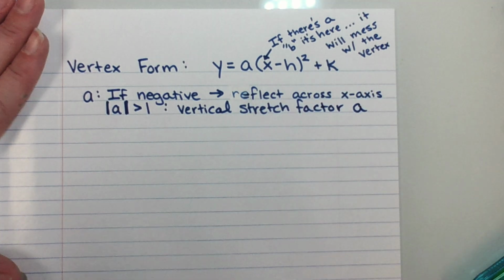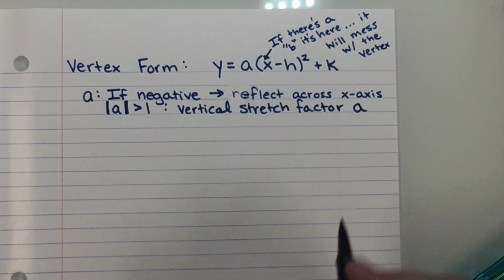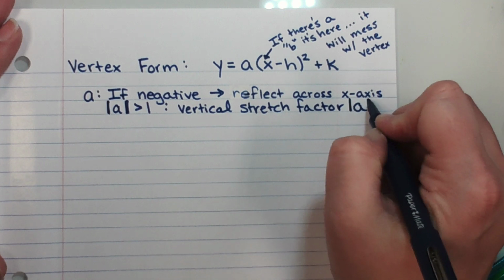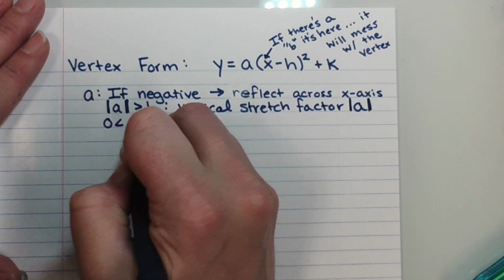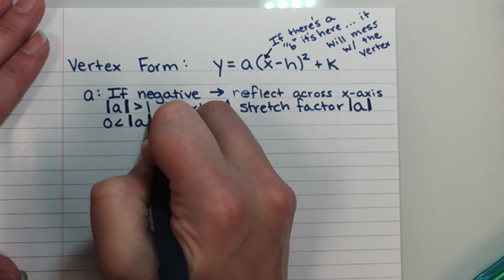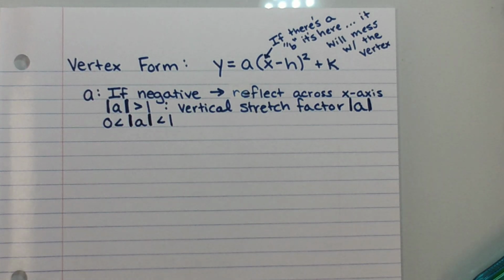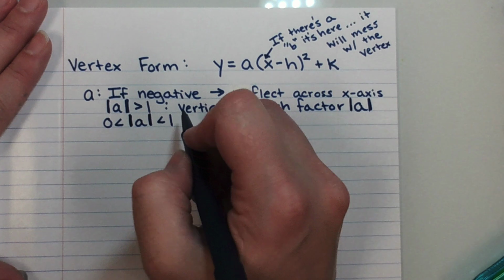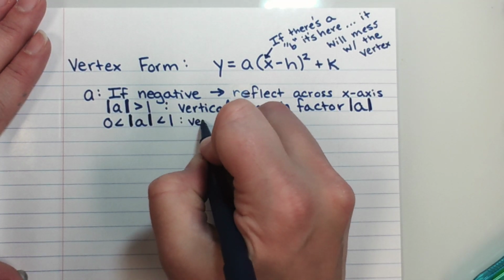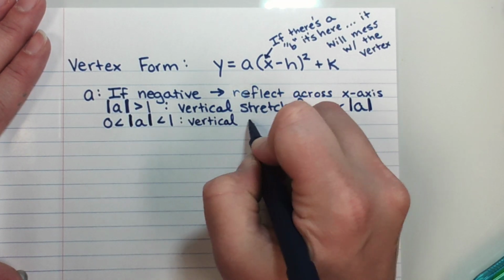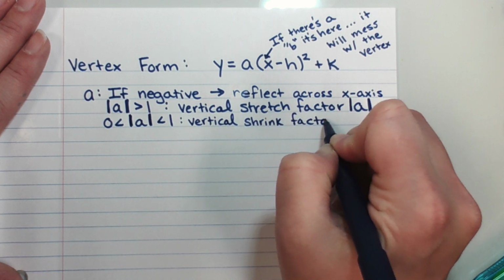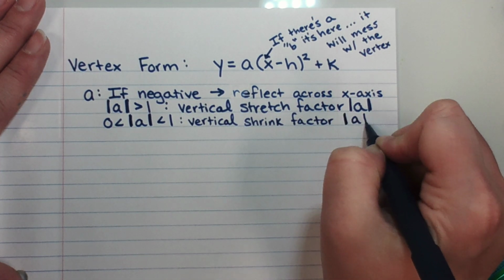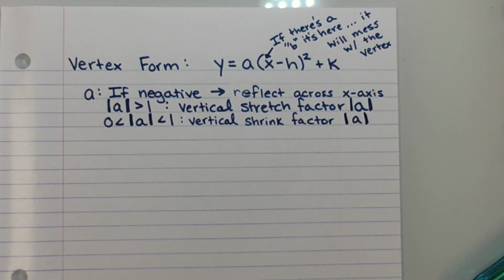Factor is whatever that A, or technically the absolute value of A, is. If that A value is between 0 and 1 in the absolute value form, it's a vertical shrink. Again, the factor is whatever that A value is, but without the negative, so it's the absolute value of it.